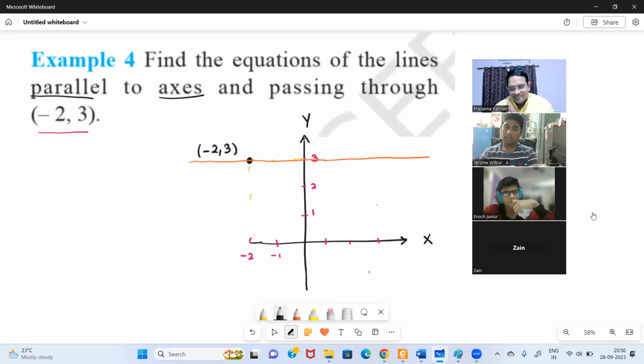Sir, is it y minus y1 is equal to m into x minus x1? No, nothing of that sort here. It's a very, very simple question.